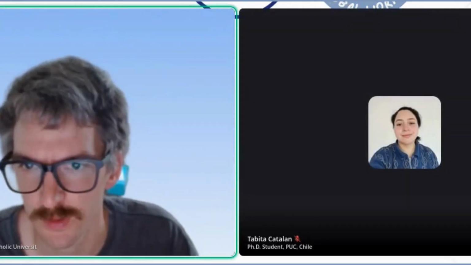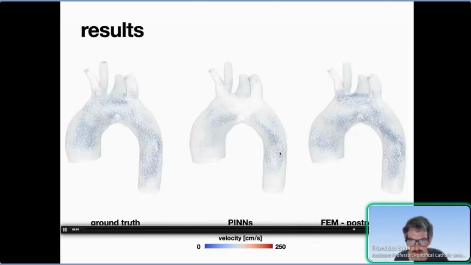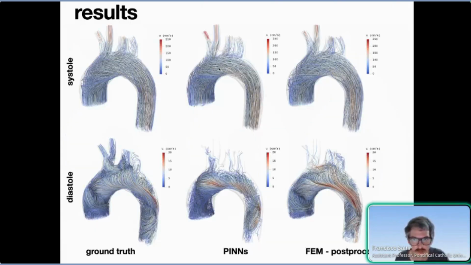So here are the results. You can see this will be our ground truth simulation. We did this with finite elements. And then this will be the trained physics informed neural networks. And then we actually apply some post-processing to clean the solution with finite elements, and this is that result that is a bit cleaner than the pure PINN solution. So taking a closer look here, what we do for the post-processed solution is that we take the learned parameters, the learned inlet and parameters from PINNs, and then we plug them into a finite element solver, and then we recover the solution.